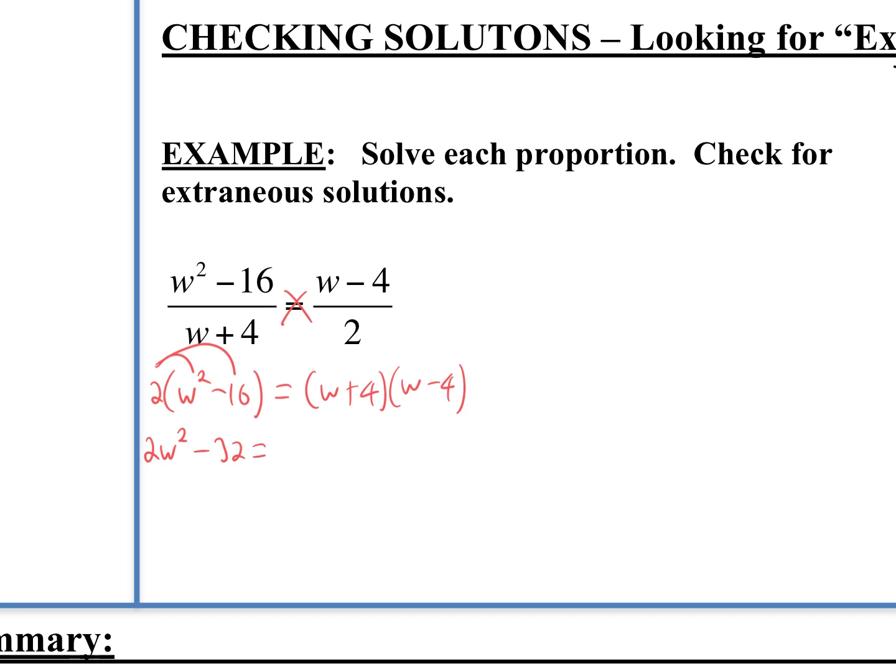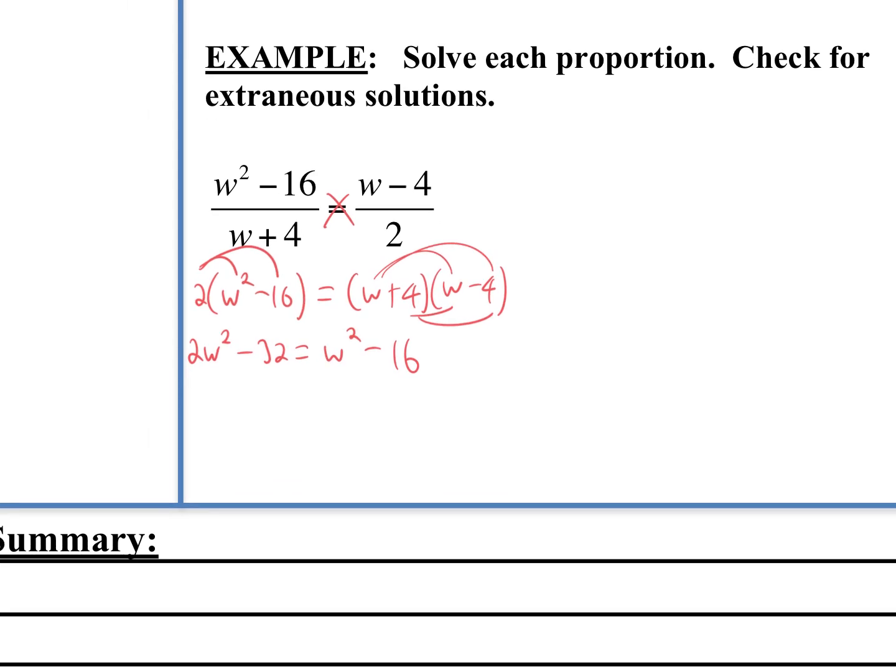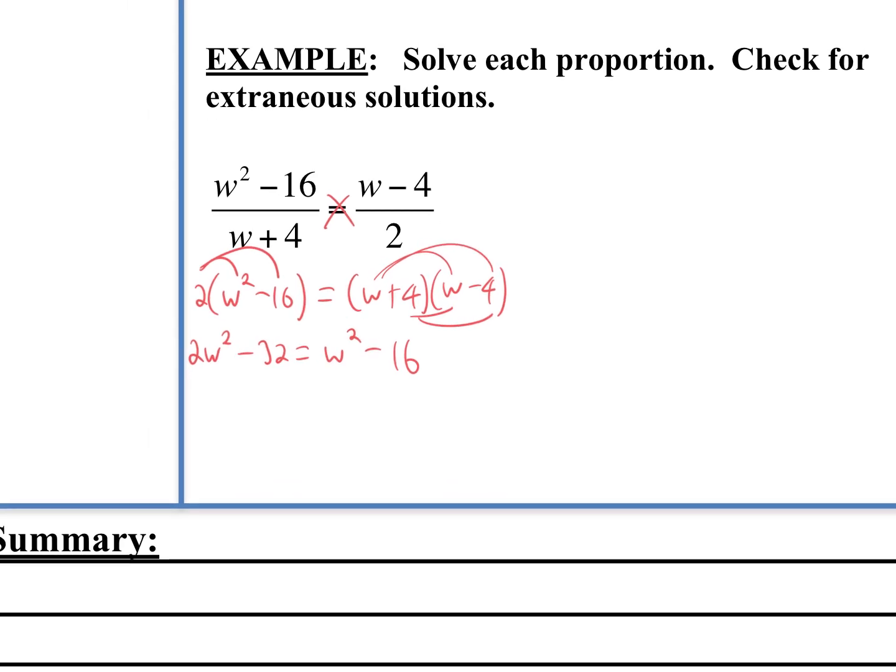And now, if you want to do the FOILing for this one, you can on the right, but this is a difference of squares. And the way this works, notice it's going to be a pattern. It's going to be w squared minus 16. If you were to distribute it, you can do that too, right? But this is a shortcut, okay? All right, now we need to get all the w squareds to one side. How do we do that? Minus w squared from both sides. So we get w squared minus 32 equals negative 16.